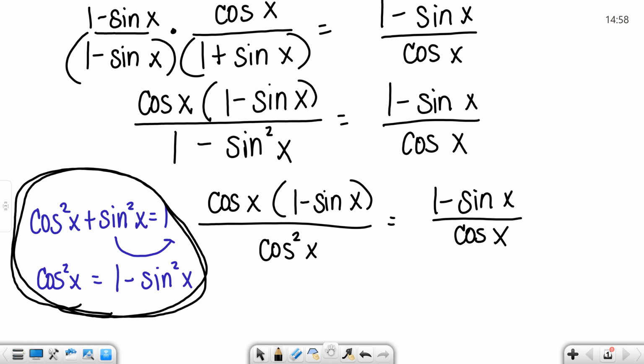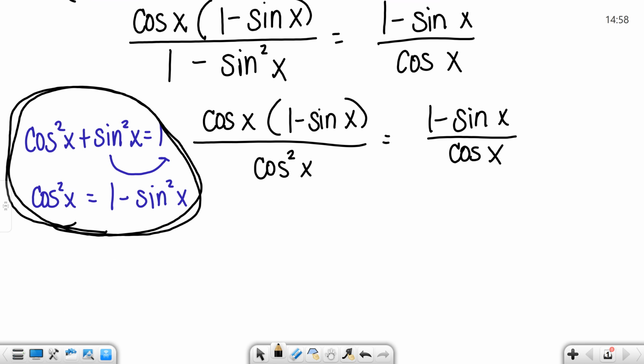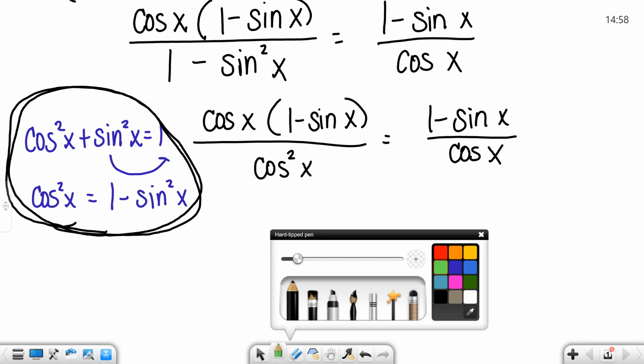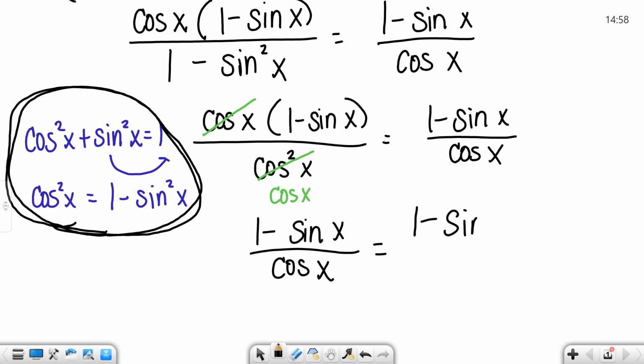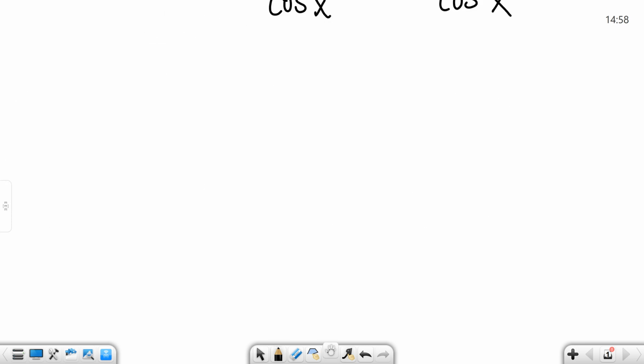All right. Now on the left-hand side, I can simplify my cosine and cosine squared. That would leave me with just a cosine in the denominator. So I have 1 minus sine x in my numerator, cosine in my denominator, which is wonderful because that's exactly what the right-hand side says. So I have verified my identity. All right, one more, and that's all we're going to do.